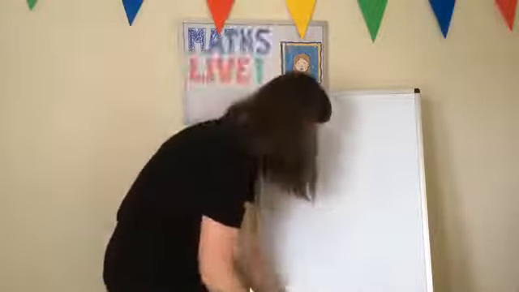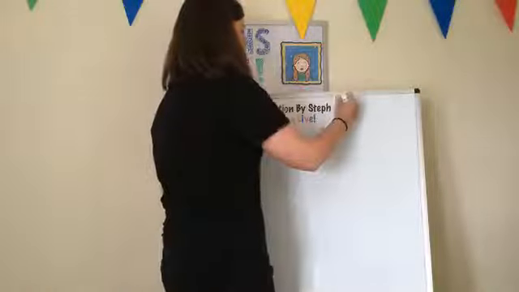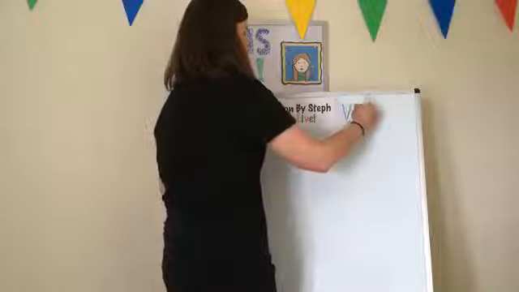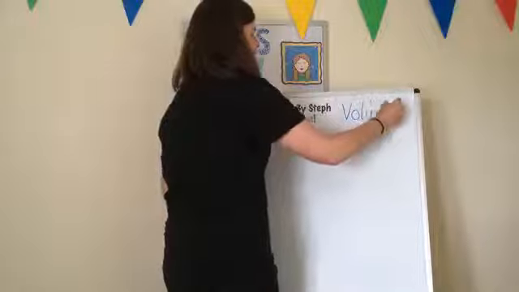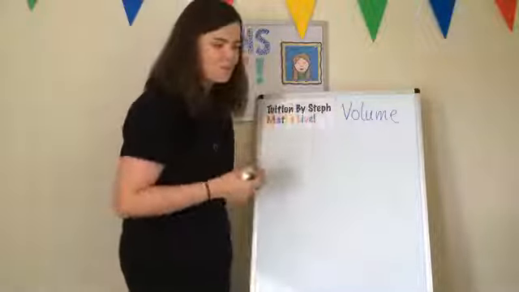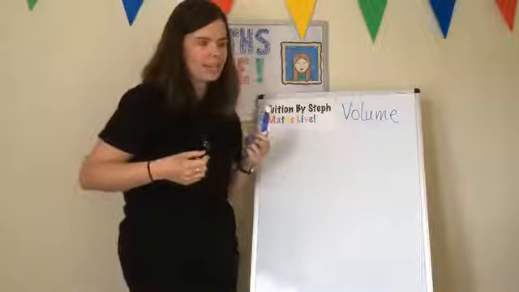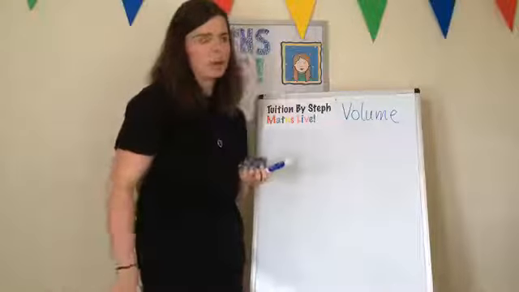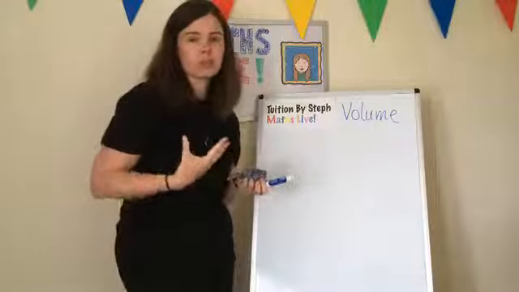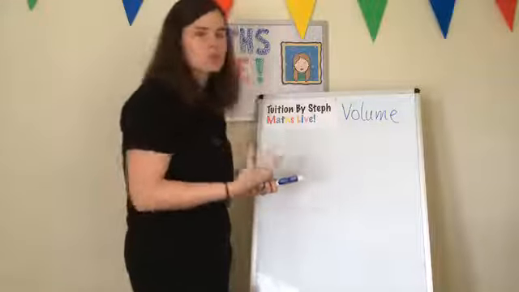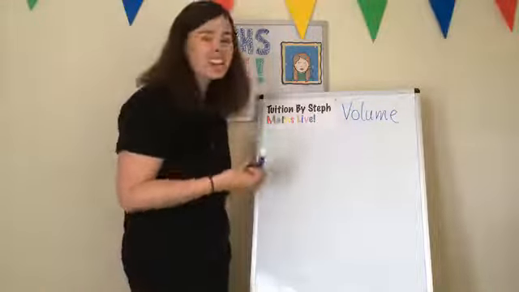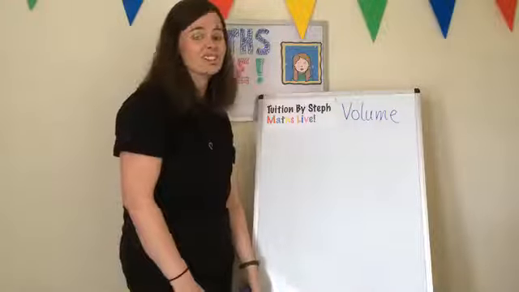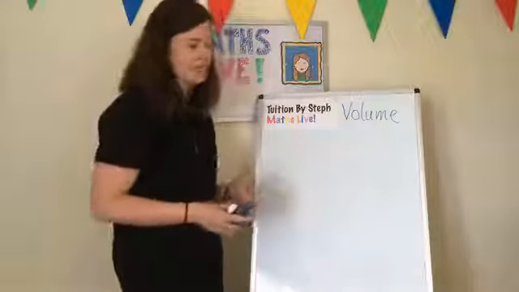Last topic of the week, volume. Now then, and this is good because volume is something that is on the Year 6 curriculum, it can easily get missed off though. The area and perimeter is definitely the most important, volume you use more in secondary school, but it's actually really not that hard. So that's why I thought I've got to add it in today.